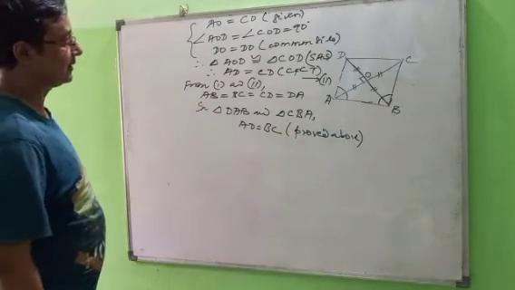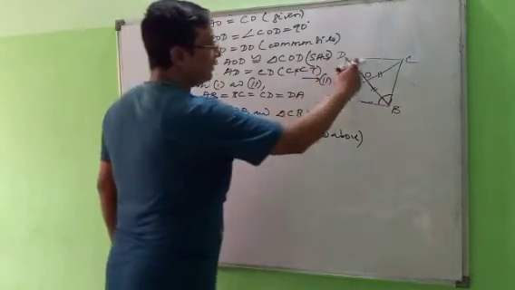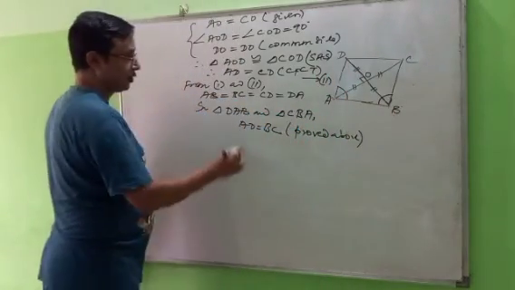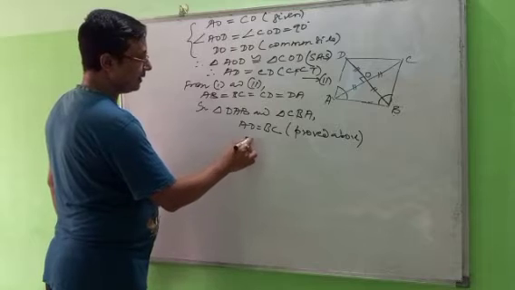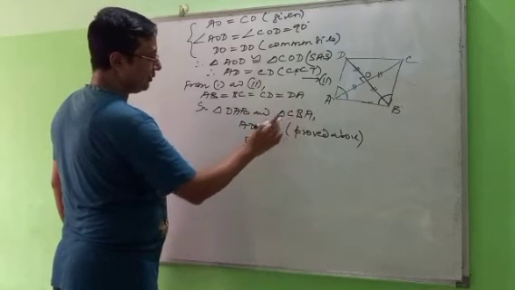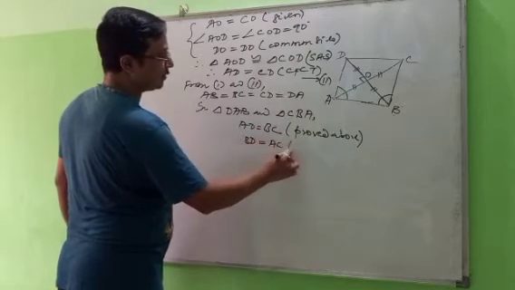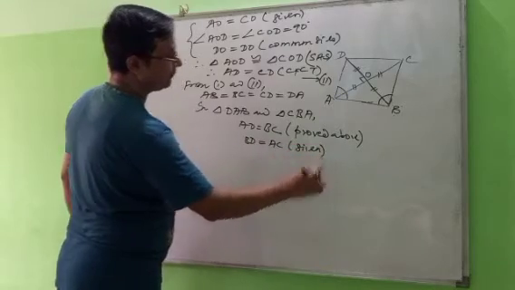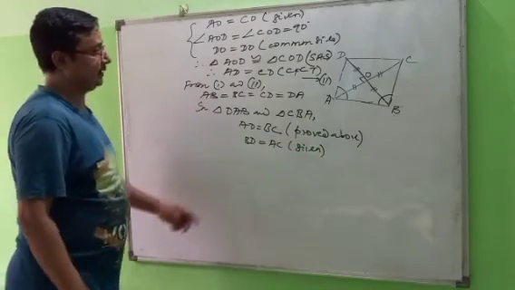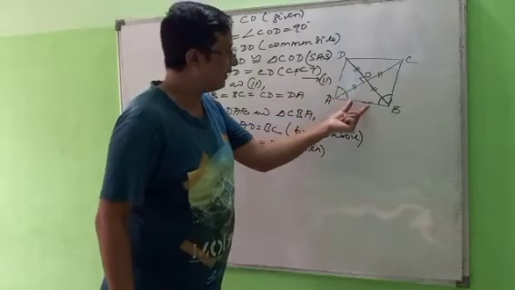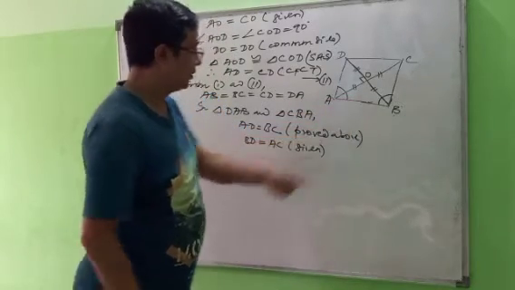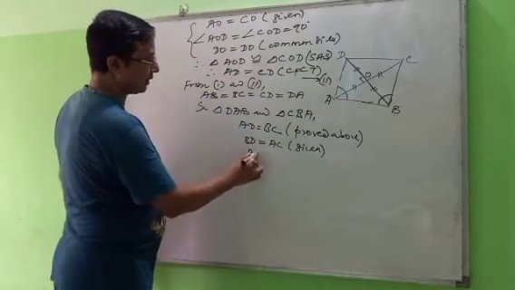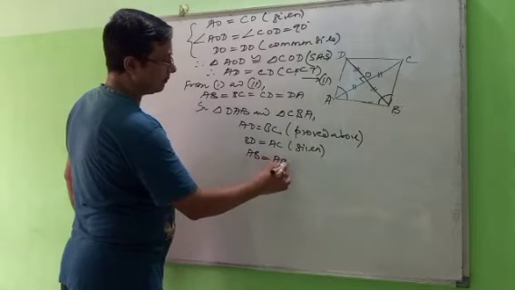Then next, they have given that the diagonals are equal in the question. So here BD equals AC. This one is also given. Then the last is that the two triangles have the common base AB. So here AB equals AB, common side.